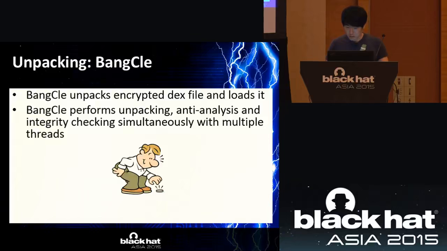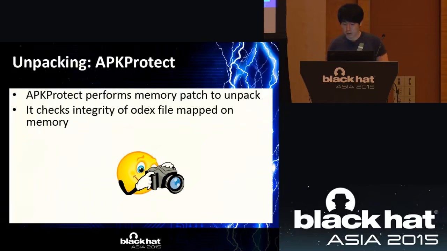Next is APK Protect. APK Protect patches encrypted code regions of the classes dex image in memory to unpack. APK Protect checks the integrity of the optimized dex image in memory, but we don't modify code in the process of repackaging. We just insert a debuggable flag into the Android manifest file in the APK file. So it's not a problem for us. I will show you.